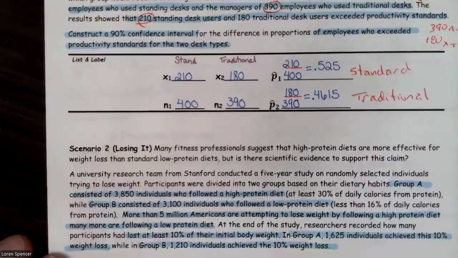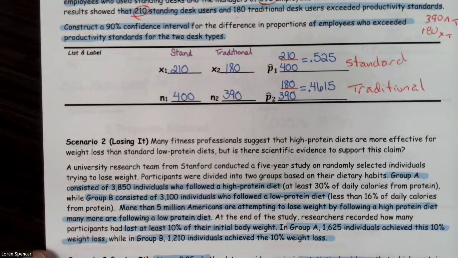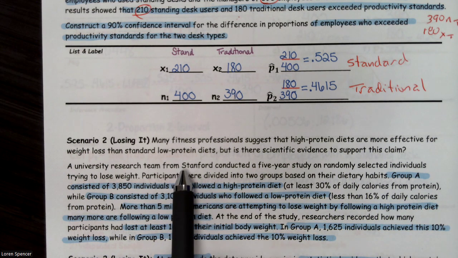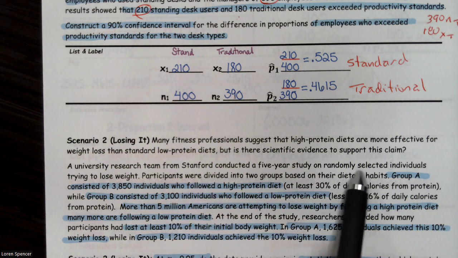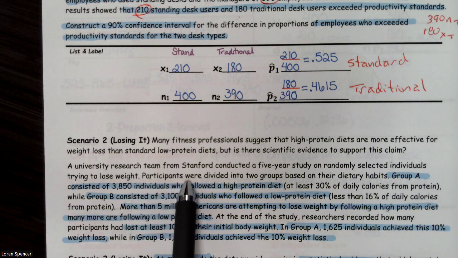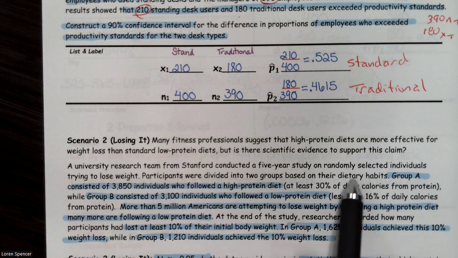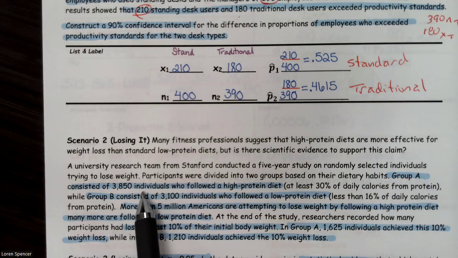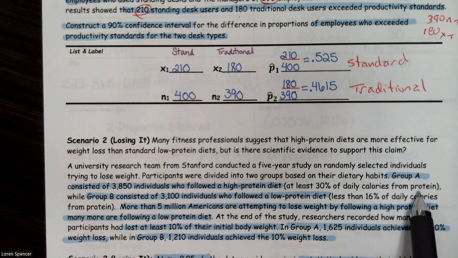Many fitness professors suggest that high protein diets are more effective for weight loss than standard low protein diets, but is there scientific evidence to support the claim? A university research team from Stanford conducted a 5-year study on randomly selected individuals trying to lose weight. Participants were divided into two groups based on their dietary habits. Group A, and by the way, they were divided, they were not randomly assigned, consisted of 3,850 individuals who followed a high protein diet, at least 30% calories, etc.